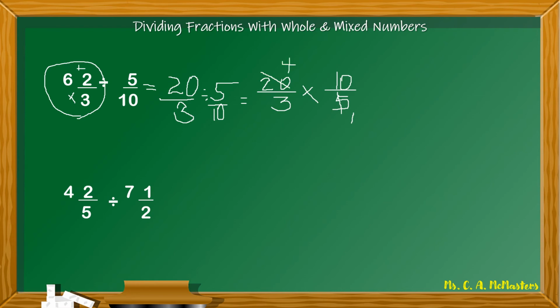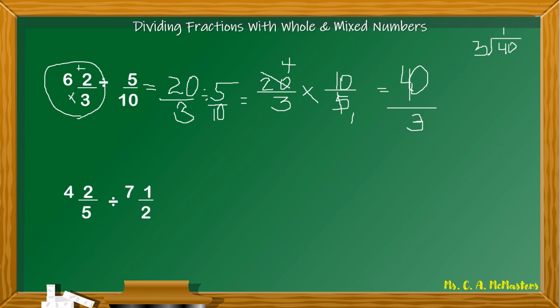So at this point, you can rewrite it, but just for the sake of time, I'm just going to go ahead and multiply 4 times 10, which is 40, over 3 times 1, which is 3. Again, we have an improper fraction answer, so we simplify that by dividing. So we're going to divide 3 into 40.